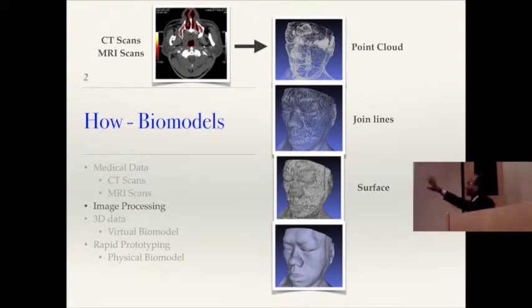We do outlining first, and then the data in the CT scan can't be used directly to generate the biomodels. So we have to do some post-processing. That's point clouds, the original data that comes out. Then we have to join all the lines in the point clouds together, and then we create a surface, and then we get something like that. The 3D data.